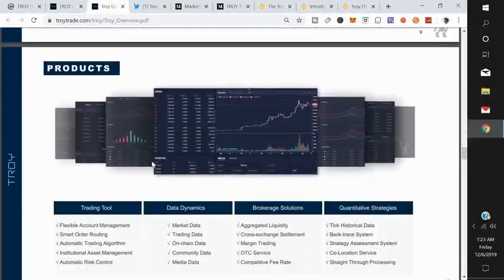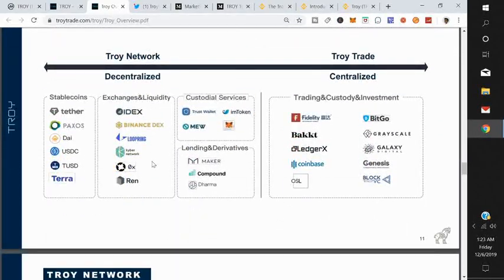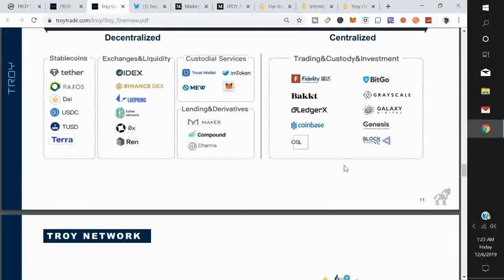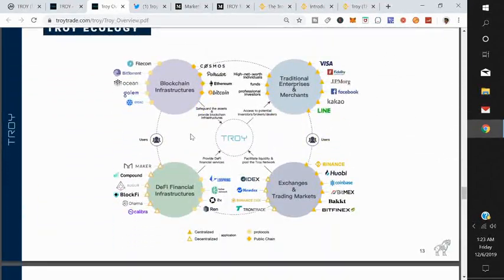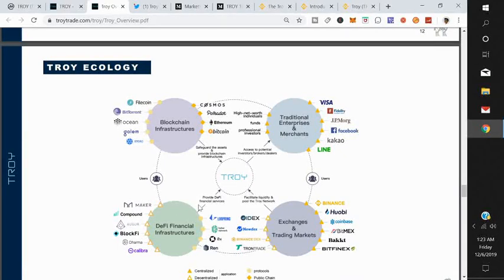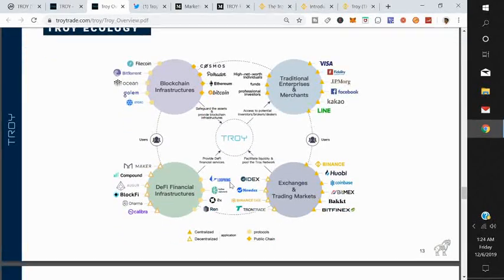I thought it was interesting that they brought this up as well. They show that they're going to be in a centralized and a decentralized network. You could use Troy Network, as well as in a centralized network, you could still use Troy Trade to invest. So Troy would be at the application layer. There's the settlement network, the off-chain trading layer, and then the public chain layer. And then they go through the Troy ecology, the network. You have DeFi financial infrastructures, exchanges and trading markets, traditional enterprises and merchants, and blockchain infrastructures. All of them can work with Troy as well. That was very interesting to me to see.